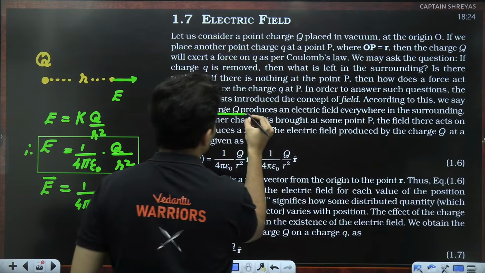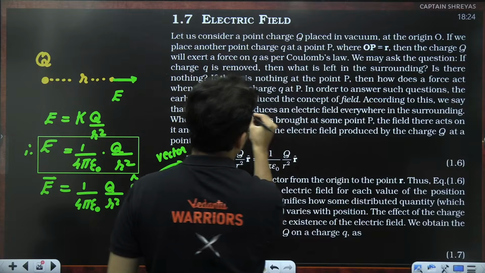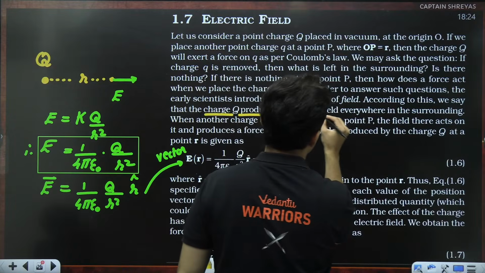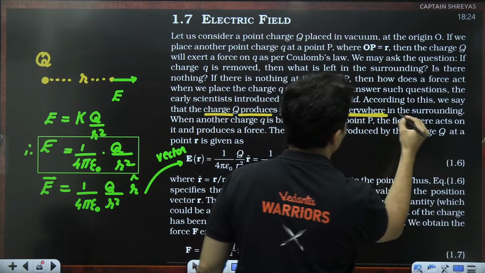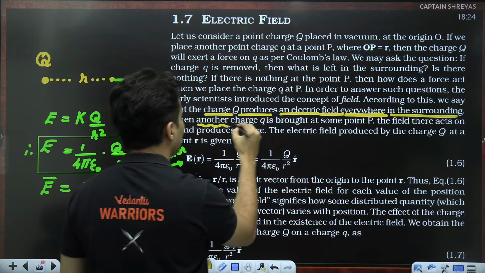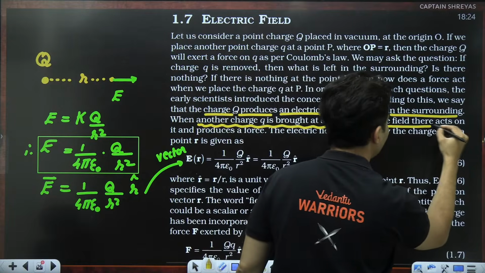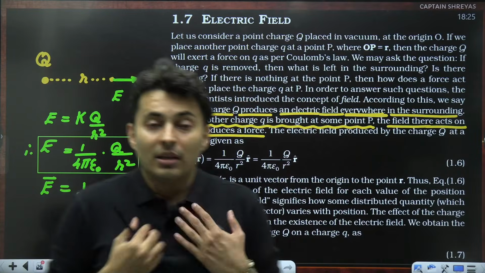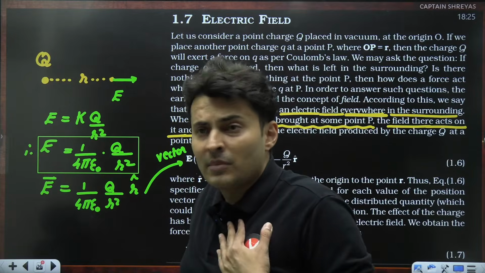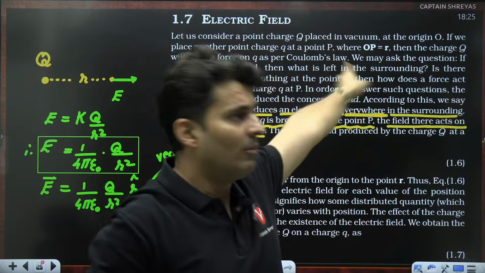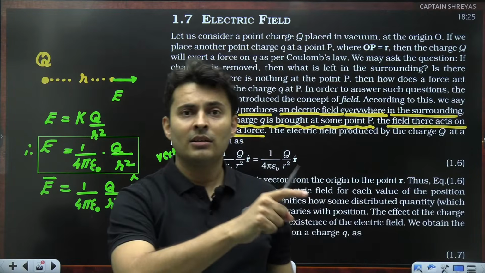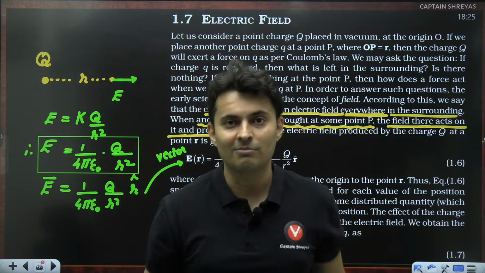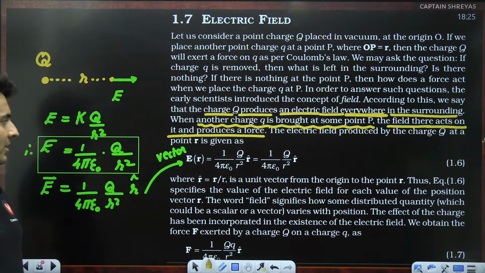We say that a charge q produces an electric field everywhere in the surrounding. Very, very important. A charge which is there produces something called an electric field everywhere in the surrounding. And when another charge is brought at some point, the field there acts on it and produces a force. Very important. If I am a charge, I will produce a field around me. I have nobody to attract, but I'm telling everyone, hey, listen, I am hot. Listen, I am handsome. Listen, I am amazing. If somebody comes, they'll apply a force, attractive or repulsive, depending on the case. So this is exactly what has been mentioned over here.